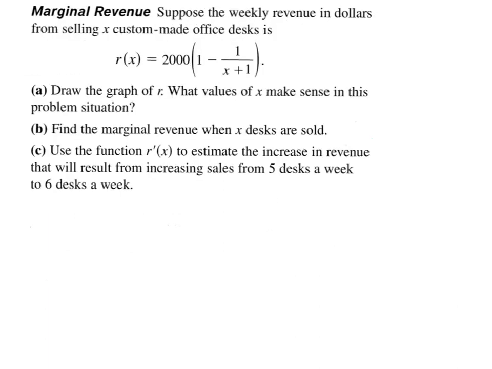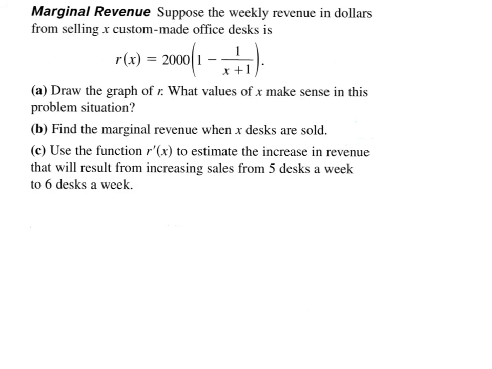Okay, so marginal revenue now. Suppose the weekly revenue in dollars from selling x custom-made office desks is R equals 2,000 times (1 minus 1 over x plus 1). Draw the graph of R. What values of x make sense in this problem situation? Just thinking realistically, we know you can't sell a negative number of desks, so we're definitely looking at numbers greater than 0.